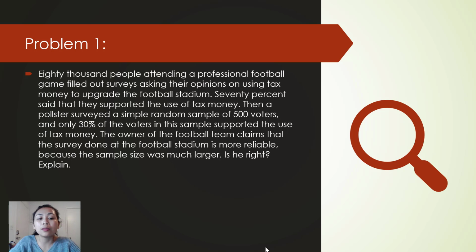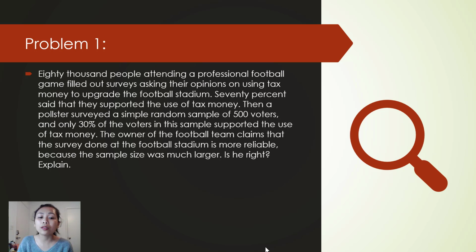Here we have two investigators. The first investigator surveyed 80,000 people from the professional football game, and 70% of them supported the use of tax monies. But then another pollster used a simple random sample drawn from 500 voters, not at the stadium. 30% of the voters in the sample supported the use of tax money.